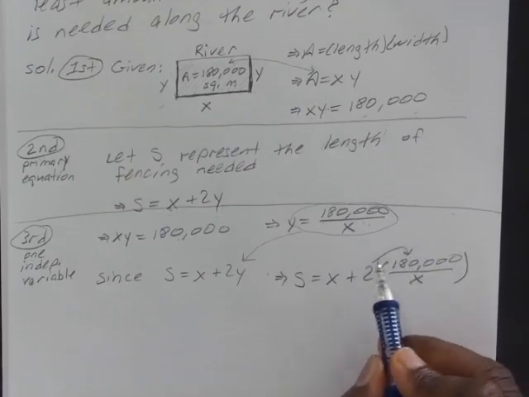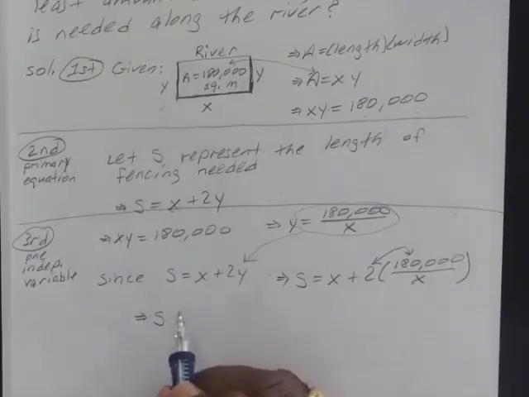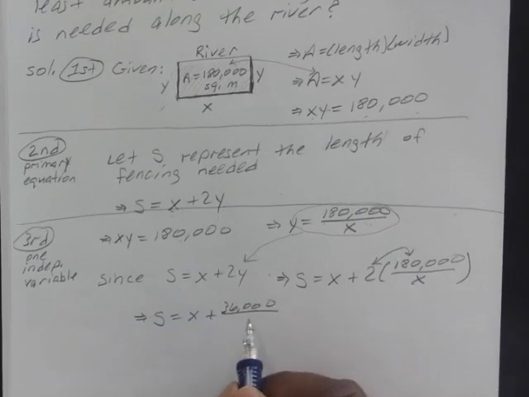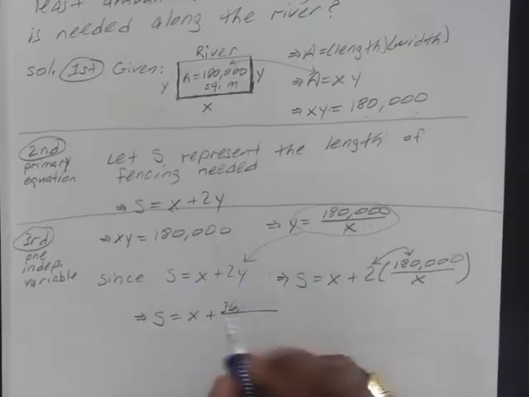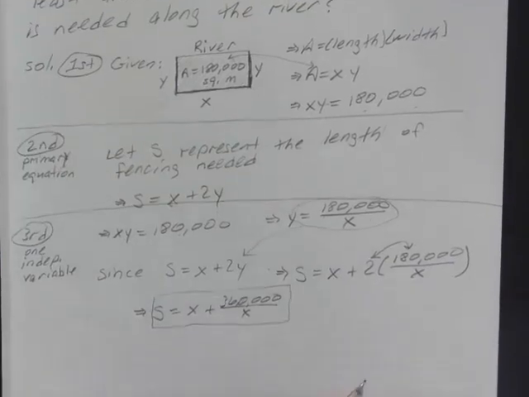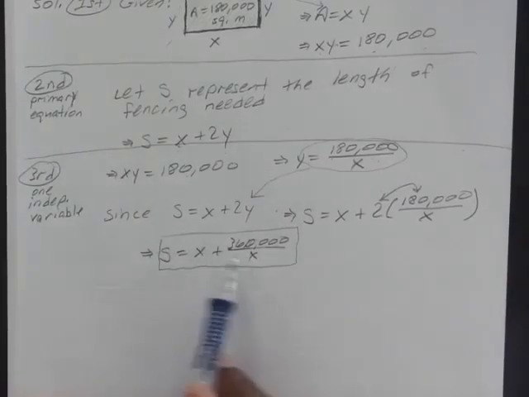So if we go ahead and multiply 2 times 180,000, that gives us the length of fence needed is equal to x plus 360,000 divided by x.